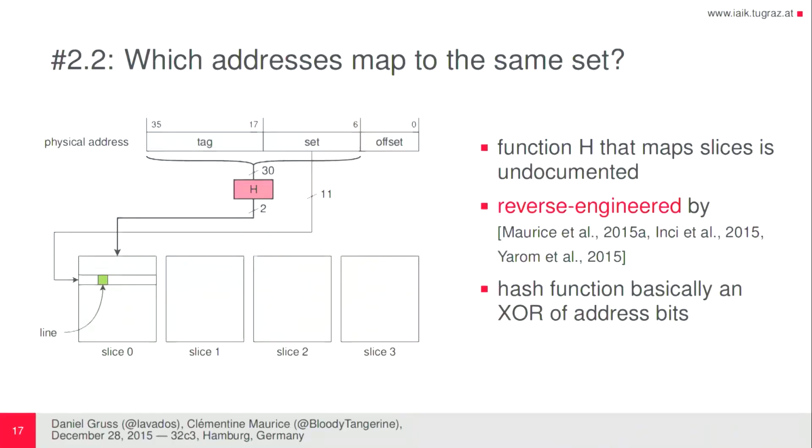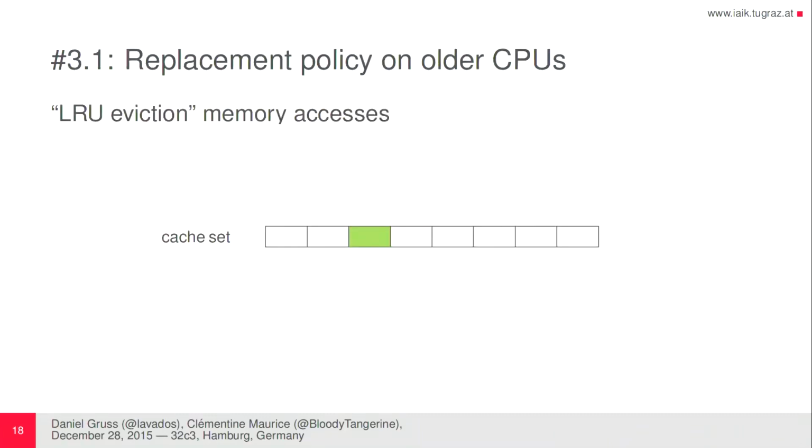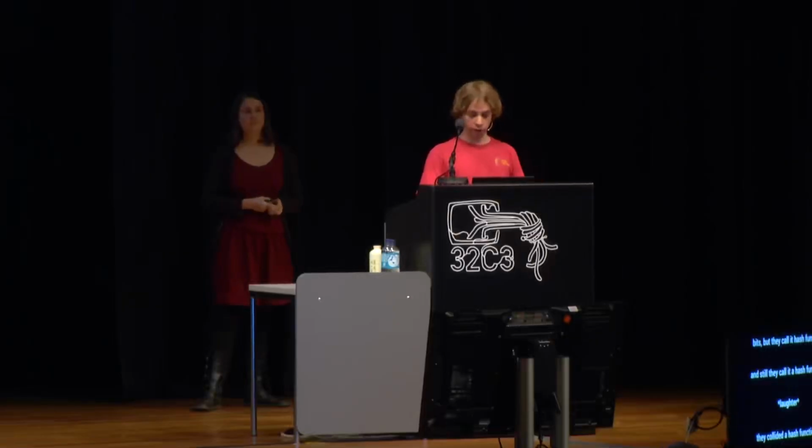And I was actually not alone. There were also other teams working on it. So if you want the gory details on how we did this and what we achieved, you can also look at these papers. Now, fun fact, this hash function is basically an XOR of address bits. And yes, they call it a hash function. Okay. So for the replacement policy, we just heard LRU eviction is just these n accesses to addresses that map to the same cache set, and we will revisit this shortly.